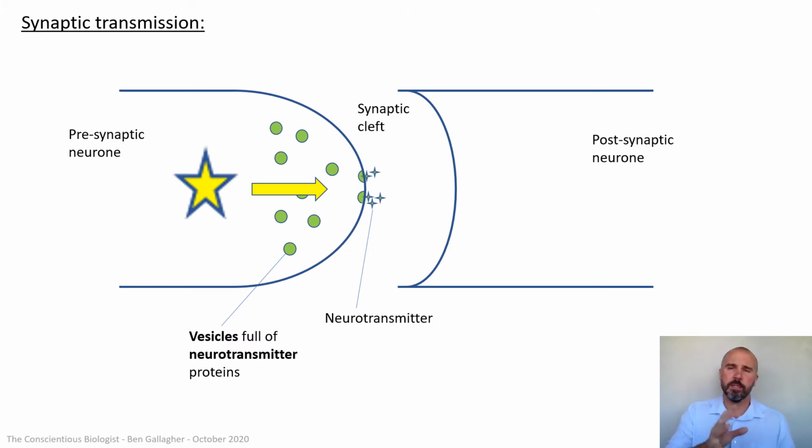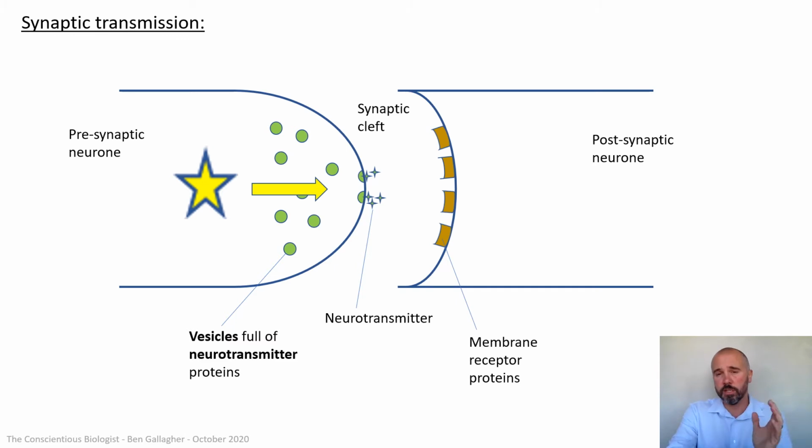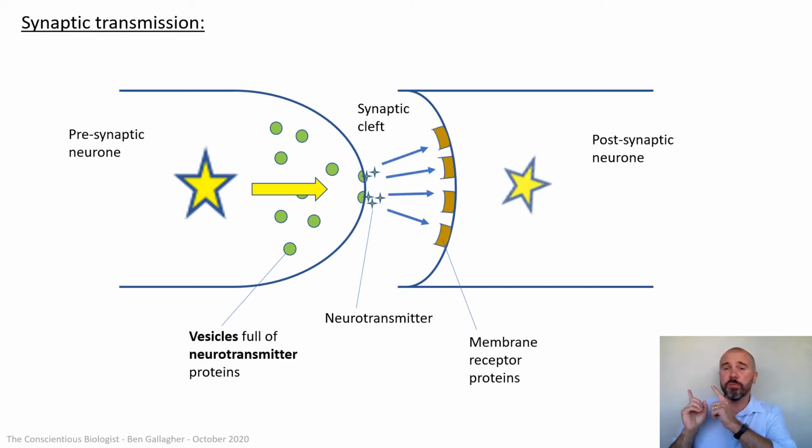Now link this up to stuff we did ages ago about transport through membranes and how molecules move around. Because they've been released at that side of the synaptic cleft, they're going to move across the synaptic cleft by diffusion, and they're going to hit those protein receptors. Those protein receptors will create a new nerve impulse, okay? And that will then just carry on along the postsynaptic neuron.